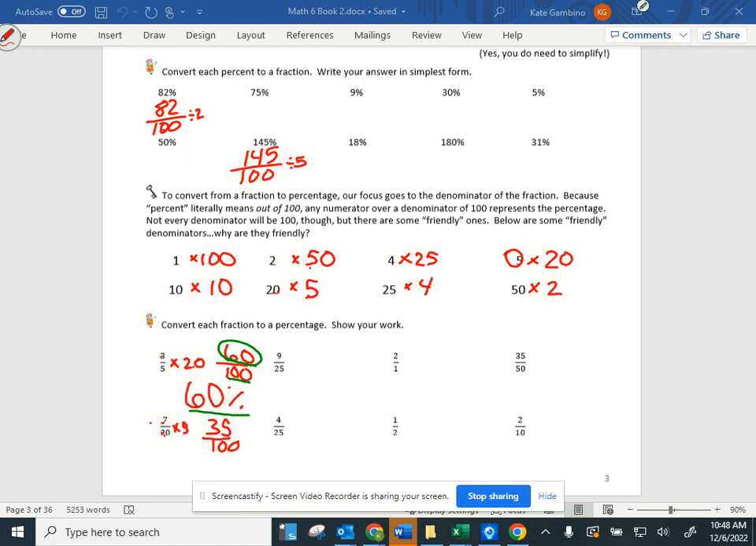Remember, we are not simplifying because our final answer is not a fraction. We only simplify when the final answer is a fraction. This time we want 100 as our denominator. So what is our percentage?